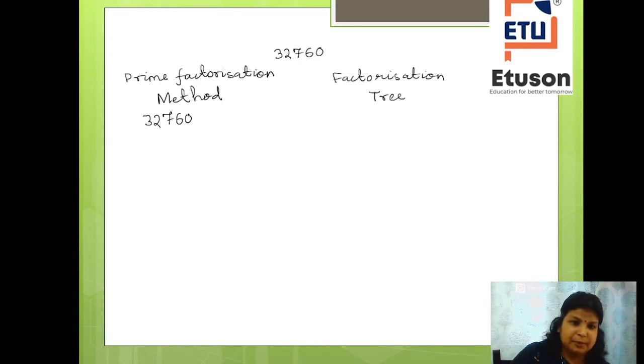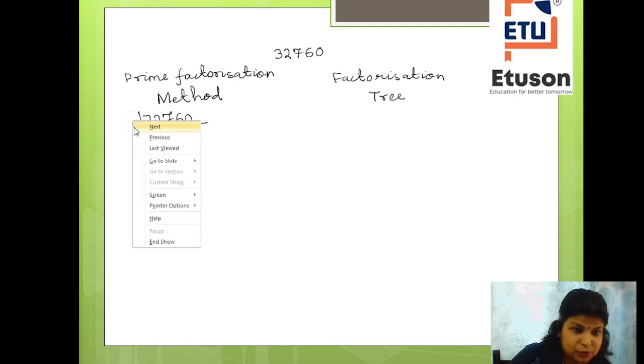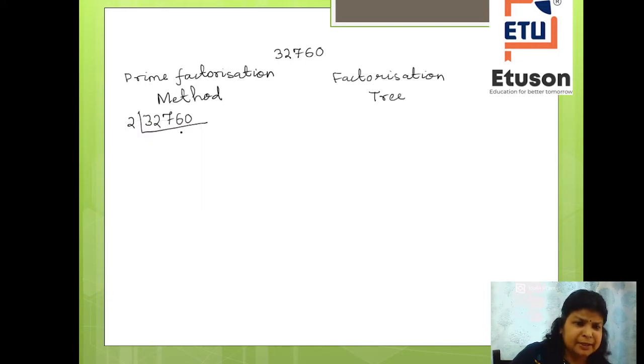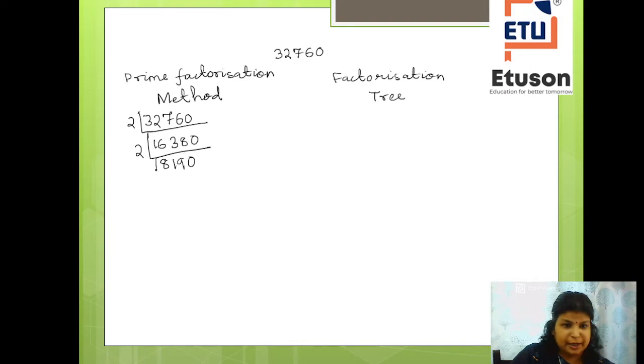So basically we will try with the lowest prime number, which is 2. So I will divide by 2 and what I will get is 16,380. Now again the number is divisible by 2, so I'll divide by 2 and I'll get 8190. Again the number is divisible by 2, so I will divide by 2 and I will get 4095. Now the number is not divisible by 2 as in the ones place there is no even number.